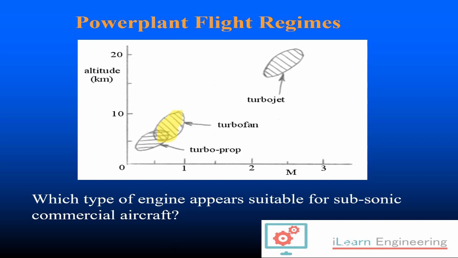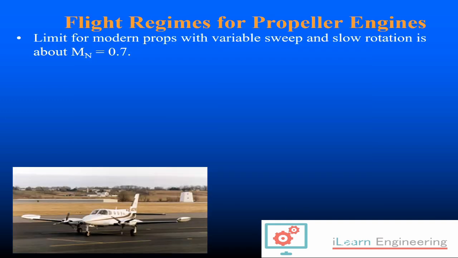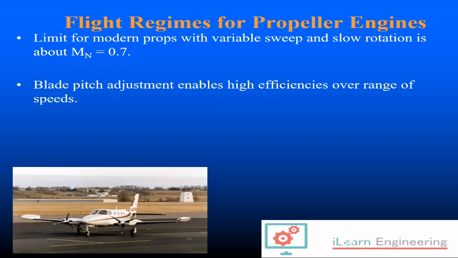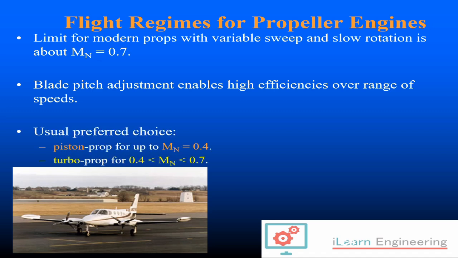Another little look at propeller aircraft and flight regimes. The limit for a modern propeller, even if it's got a variable sweep with slow rotation, really is around a Mach number of 0.7. That's quite high. The blade pitch can be adjusted, which enables you to improve the efficiency over a range of different speeds. And the piston prop is usually for the lower Mach numbers, around about 0.4, and a turboprop would increase your Mach number up to around 0.7, an absolute maximum really.